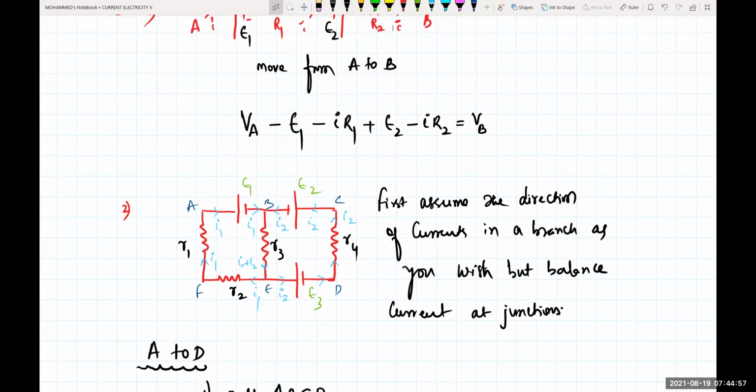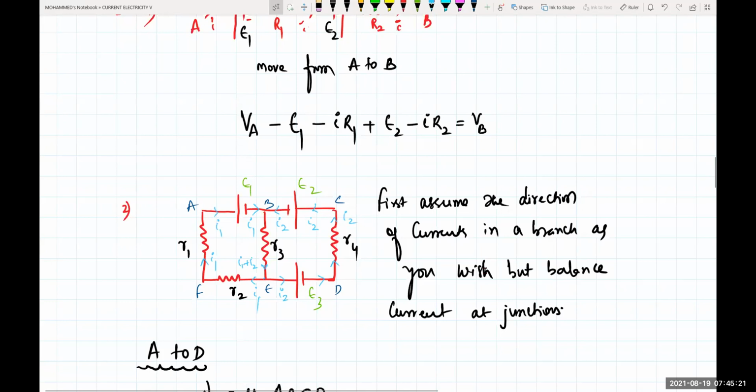This is a loop, is it? Is it forming a closed loop or not? Isn't it? A, B, C, D, E, and F. Can anyone tell me how many closed loops I can form? A to B, B to E, E to F, F to A. This is one closed loop. Then B to C, C to D, D to E, and E to B. This is one closed loop.